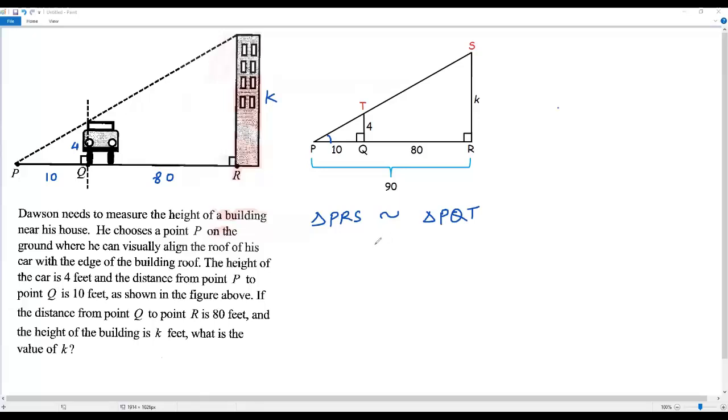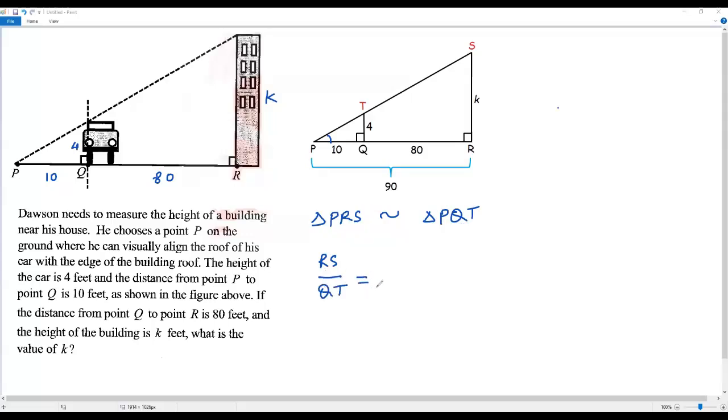Whenever two triangles are similar, the corresponding sides must be proportional. Here my aim is to find the value of K, which represents the length of RS. First let me take the side RS in the bigger triangle. What is the corresponding side in the smaller triangle? RS is the second and third letters over here, so to get the corresponding side in the smaller triangle, take the letters at the same positions. It is QT. QT is the corresponding side for RS. So RS divided by QT.